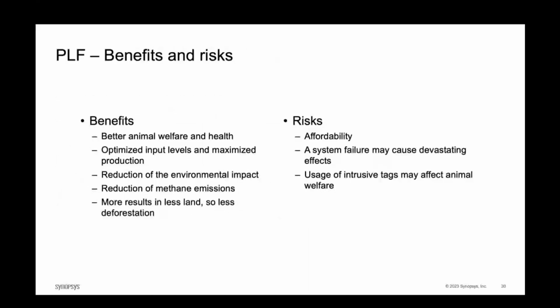The benefits from this are better animal welfare and health, optimized input levels and maximized production, and reduction of the environmental impact, including reduction of methane emissions, more resources with less land, so less deforestation. But the risk is affordability, as it is quite expensive. As with containment, it can have a devastating effect, and the usage of intrusive tech may affect animal welfare as well.